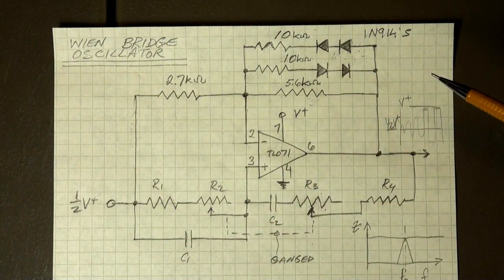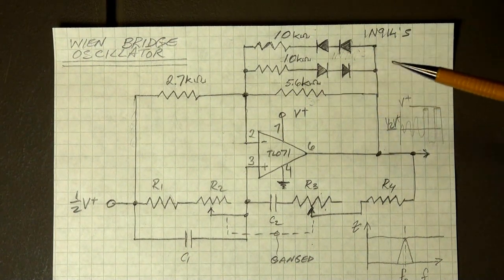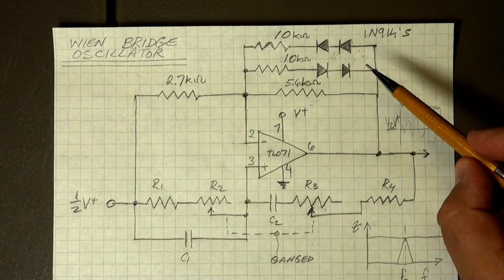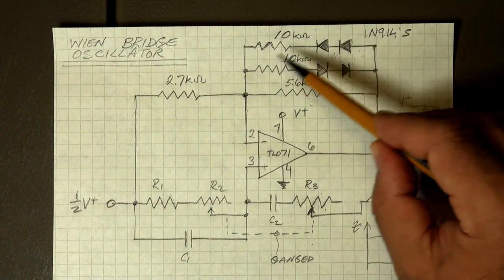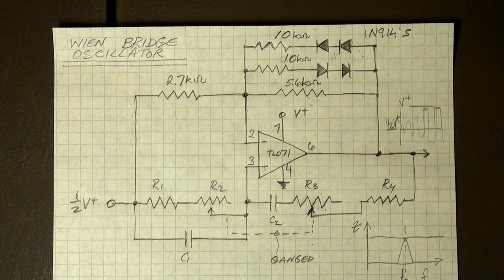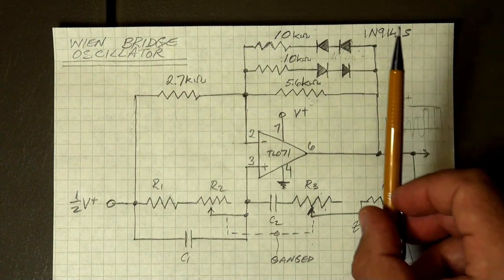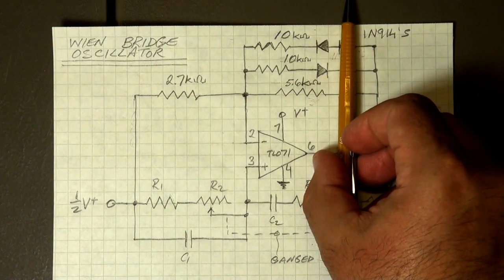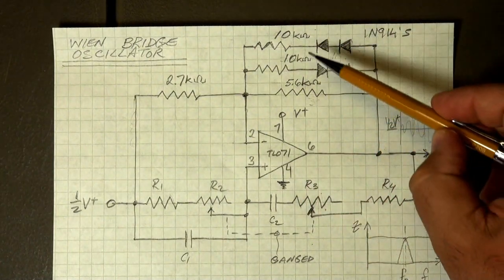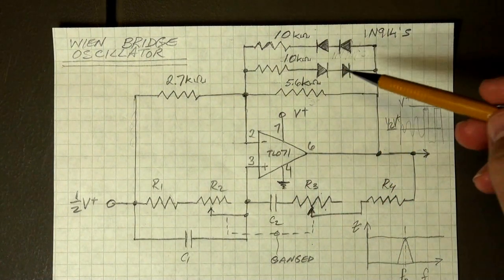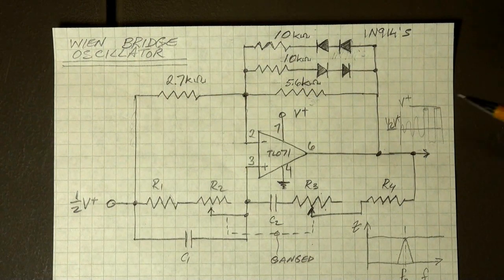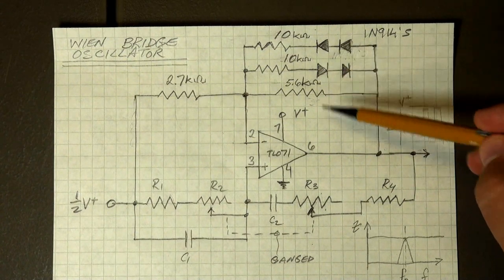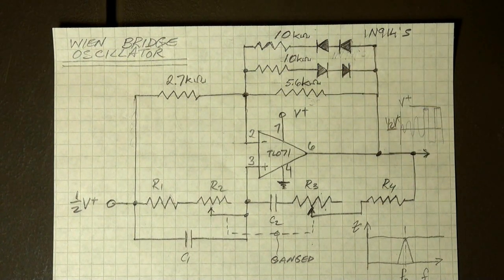Now I don't have a filament lamp handy, but I do have a lot of 1N914s whose resistance actually decreases with current going through them. So in such a case, they would be placed in this branch of the feedback loop, just as I have them. And you can even choose to cut out a couple of these diodes and just work with one pair. The only difference is that the output voltage will be lower. You'd get something like 3 volts peak to peak with one pair of diodes, and something like 6 volts peak to peak with two pairs.